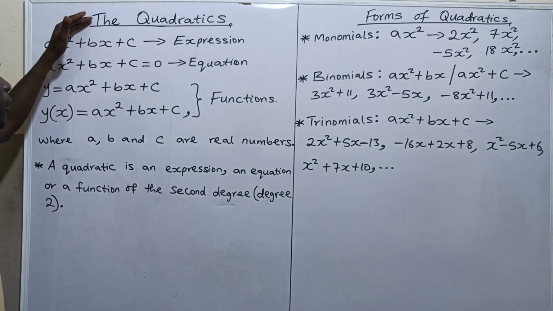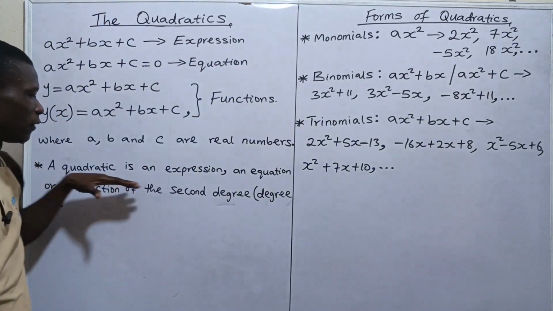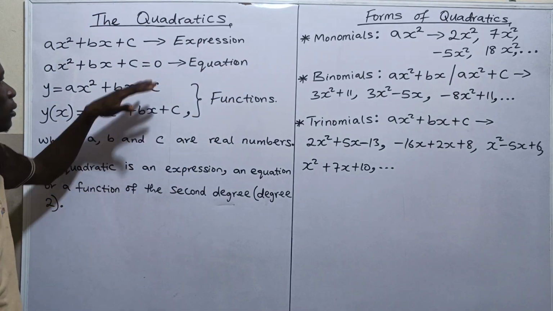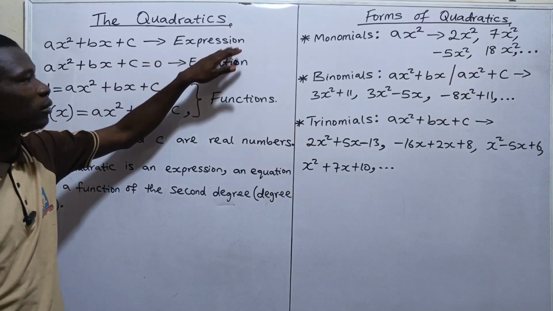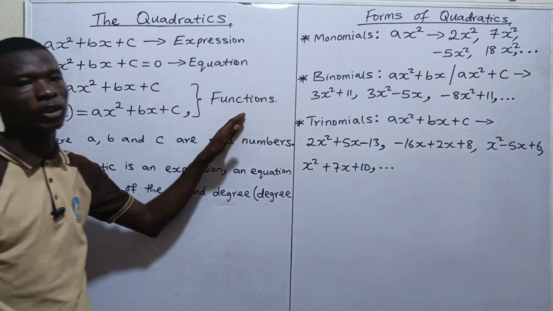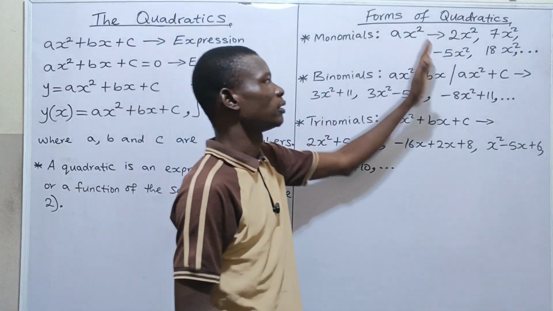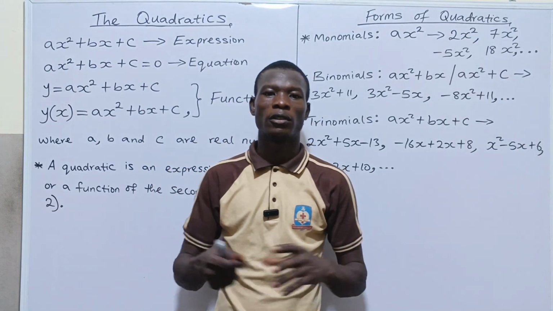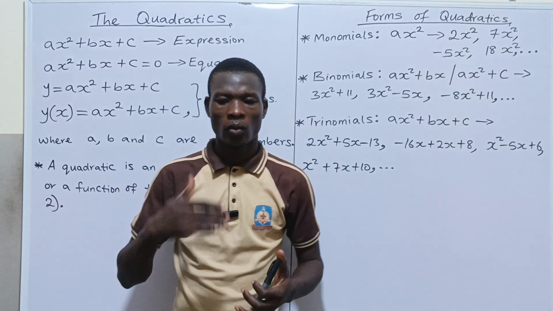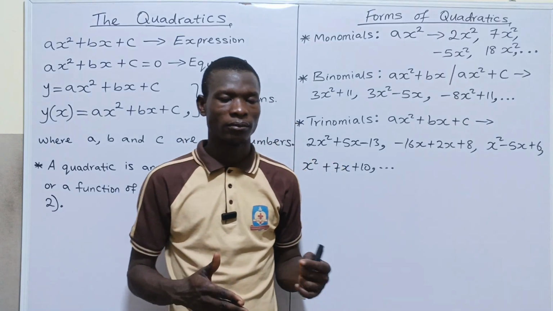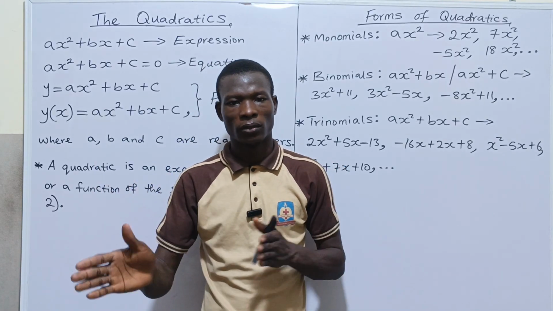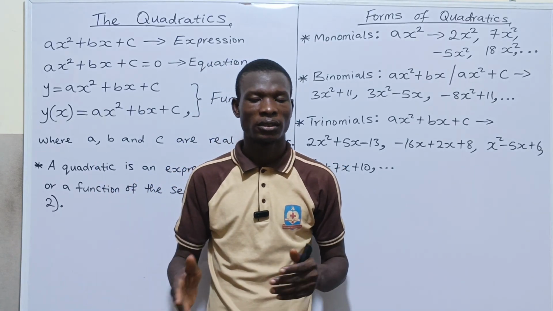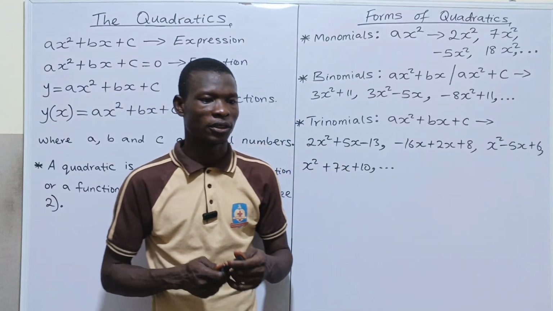So we have talked about the definition of quadratics, then types of quadratics being an expression, being an equation, being a function, then forms in which quadratics appear. So we'll look into factorization of quadratic expressions, which involves us breaking down a complex term into what? Simple terms. Factorization of quadratic expressions.